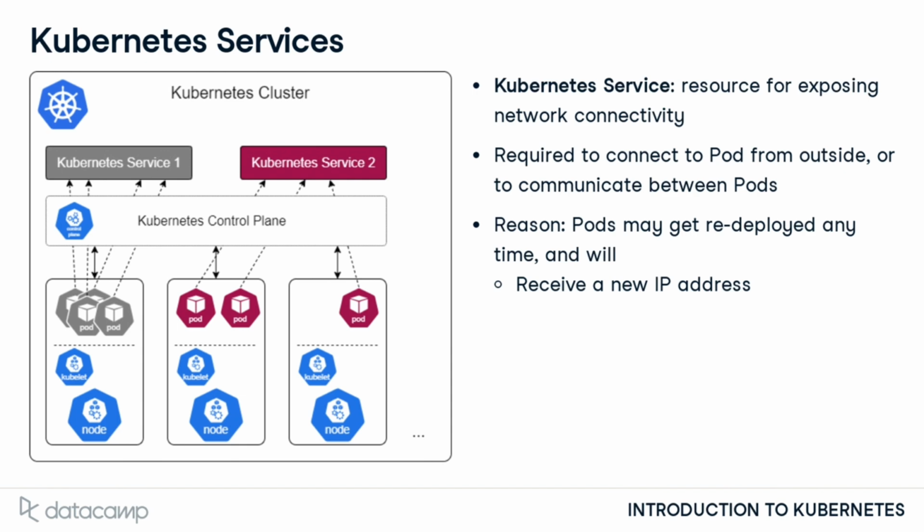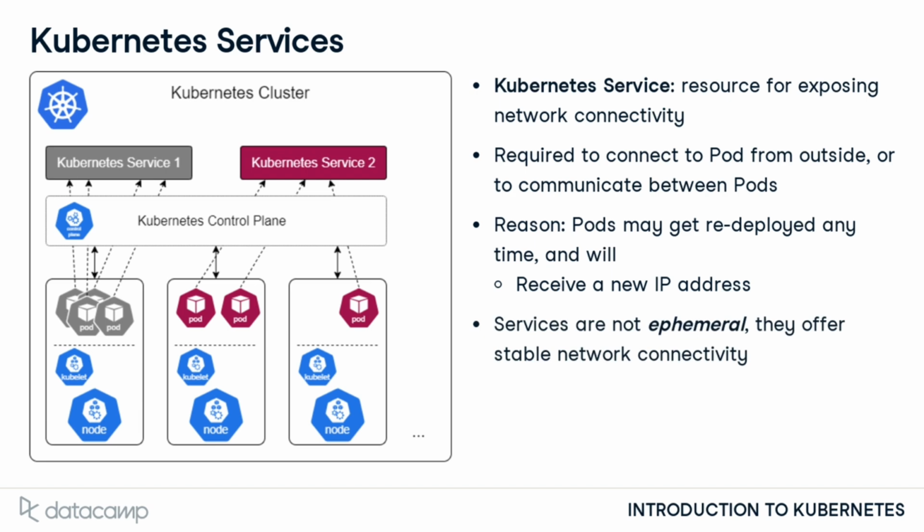Each pod has its own unique IP address, which changes anytime our pod gets redeployed. Now, services are not ephemeral. They offer stable connectivity. In the picture on the left, 2 services have been deployed. Service number 1 has connected all the gray pods to it, so whenever we call that service, one of the gray pods will respond. Service number 2 is connected to the purple pods, so calling that service gives us a response from one of these 3 pods.